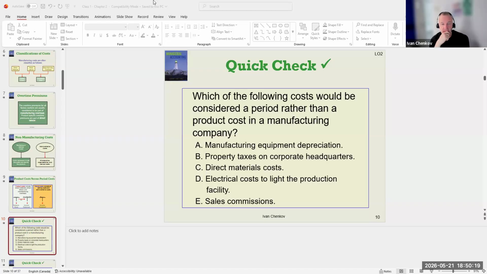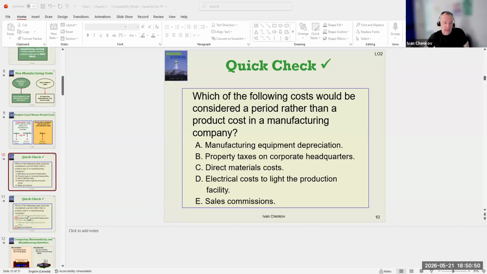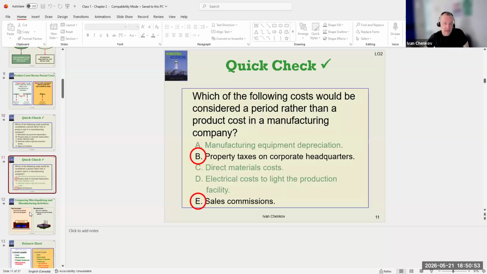How about the electrical cost of the light in the production facility? Manufacturing overhead. What if it says electrical cost for the light for the headquarters? Period cost. Okay. Sales commission. What are we doing with sales commissions? Period cost. Okay, good. All right. So that's what it is. Those are the period costs.